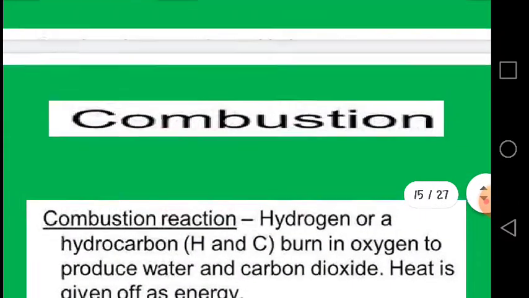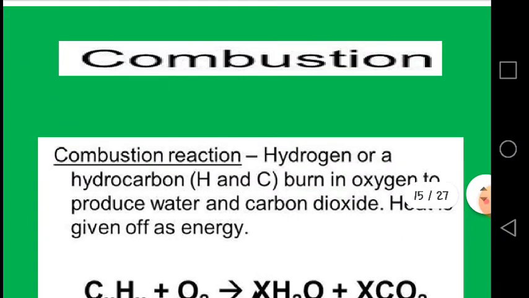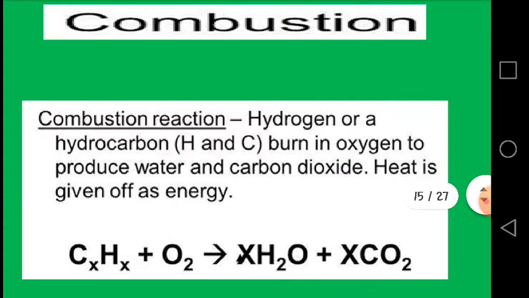First of all, we are going to focus on combustion. Combustion is a reaction in which hydrogen or hydrocarbons burn in oxygen to produce water, and if the hydrocarbons burn with the oxygen, they produce carbon dioxide, and this is the process which leads to the production of carbon dioxide and increases its level in the atmosphere.